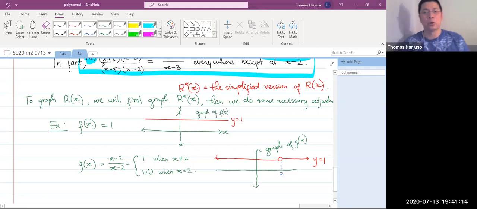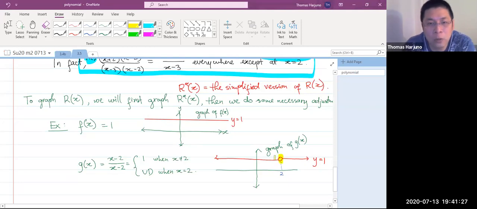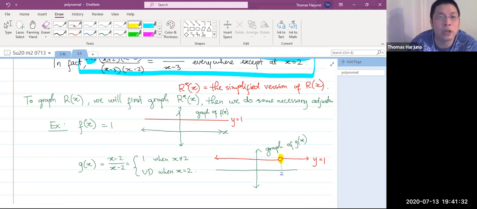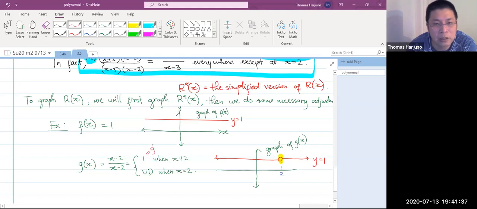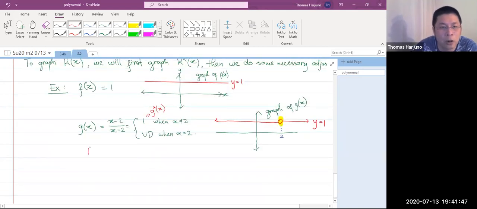So if you ask me to graph g(x), I will graph f(x) first, and then do the modification in which I remove one of the coordinates. We call that the hole. Now, in this situation, if this is my g(x), this will be my g star (x), the simplified version.